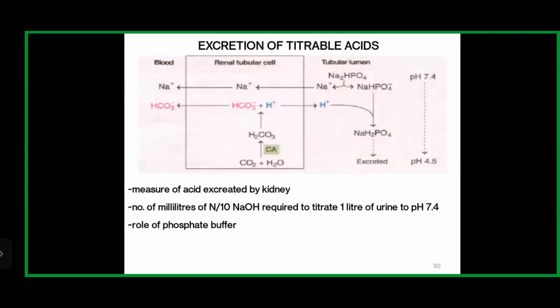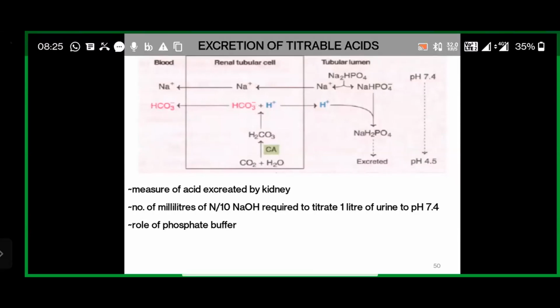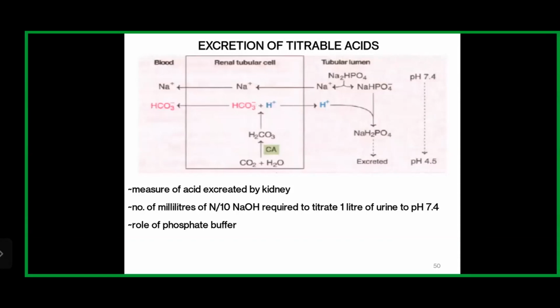Now coming to the excretion of titratable acids. Here, the titratable acids like alkaline phosphate are dissociated; for example, sodium alkaline phosphate is dissociated into sodium and sodium hydrogen phosphate. This NaHPO4 minus then combines with H plus to form NaH2PO4, that is the acid phosphate. This acid phosphate is then excreted, and thus the titratable acids are excreted in the renal tubules. This is a measure of acid excreted by the kidney, and also the number of milliliters of N/10 NaOH required to titrate 1 liter of urine to pH 7.4, and this shows the role of phosphate buffer.